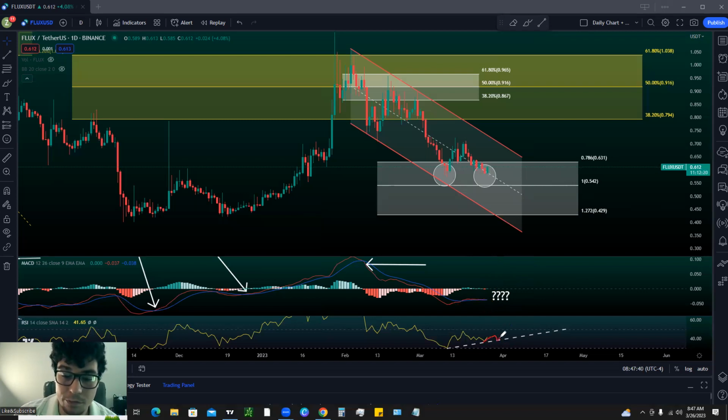Okay. Now, if we get the exit signal, something you would look for on your MACD is you would look to see if this bearish or bullish divergence trend line continues to hold. And if it doesn't and it breaks and we get a MACD crossover to the downside, most likely we're going to come down here and test this 0.542 support level and potentially even break that and head down to our 0.429 support level.